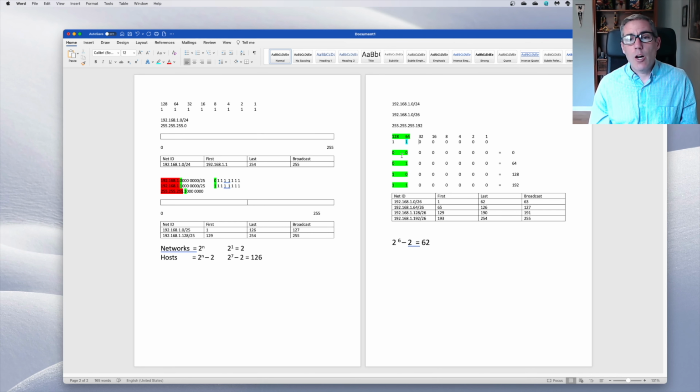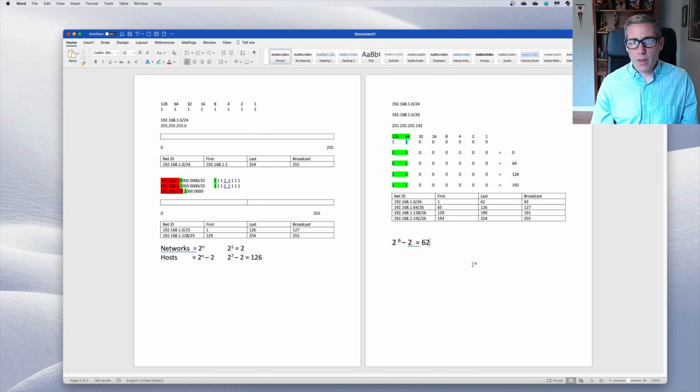Not quite as many. But what we're doing is we're counting by 64s. Now, if we look at our network IDs, 0 plus 64 is 64, plus 64 is 128, plus 64 is 192. So we can count by whatever this last bit is in our subnet mask.